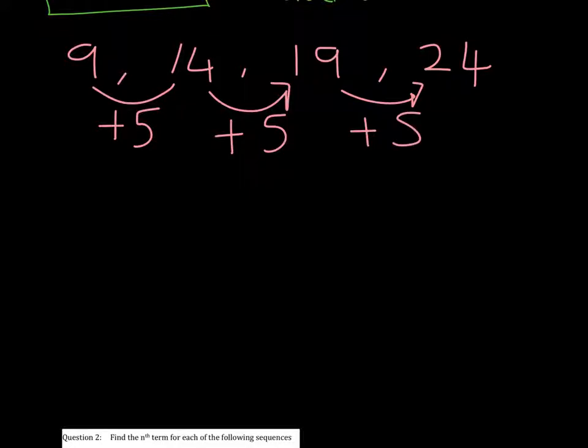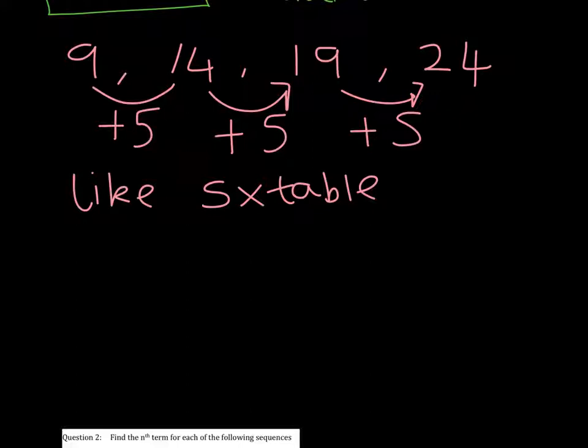Straight away, I now know if it's going up in 5s, it's like the 5 times table. And the 5 times table has a posh name, 5n. So that's step 1: what times table does it act like?